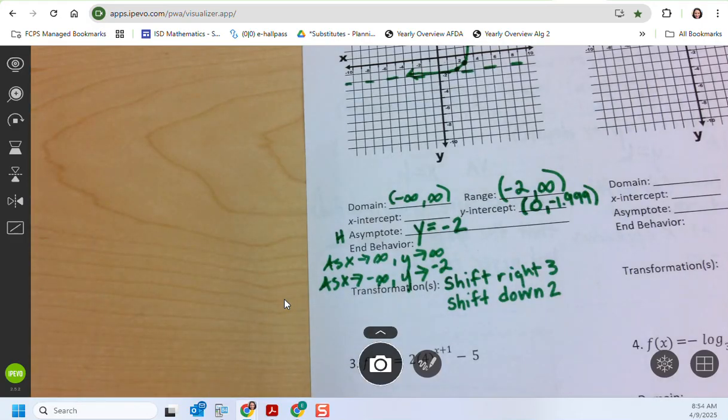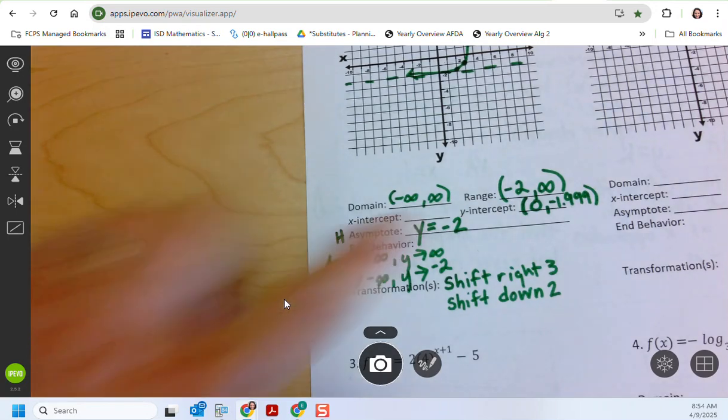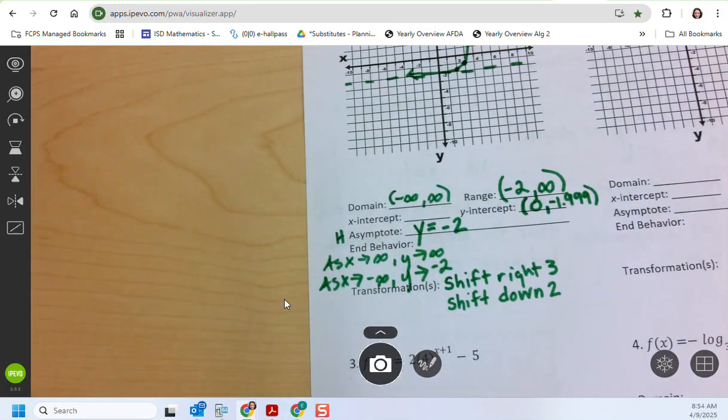Yes? Which bracket? On the -2? So the reason we use the parentheses is because we never ever hit -2. So the parentheses means not including -2, but get as close as you can to it.